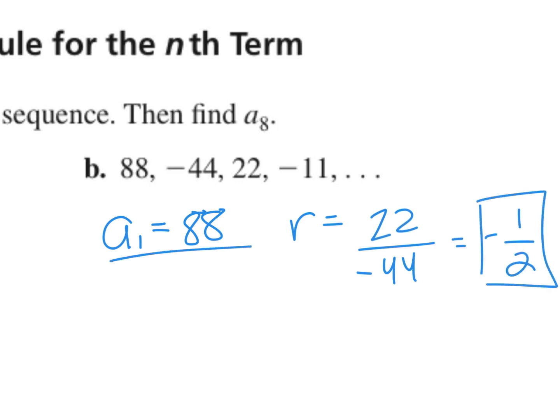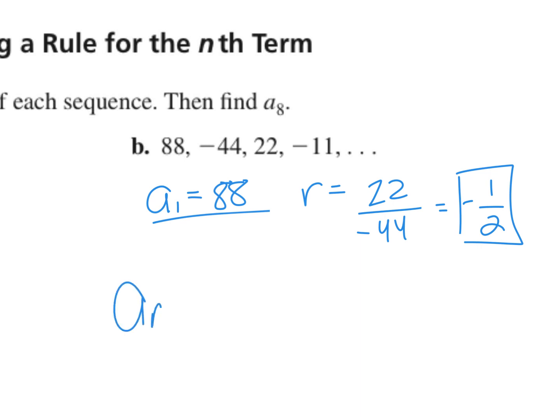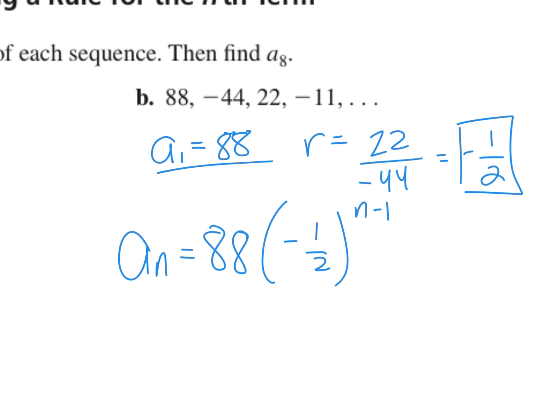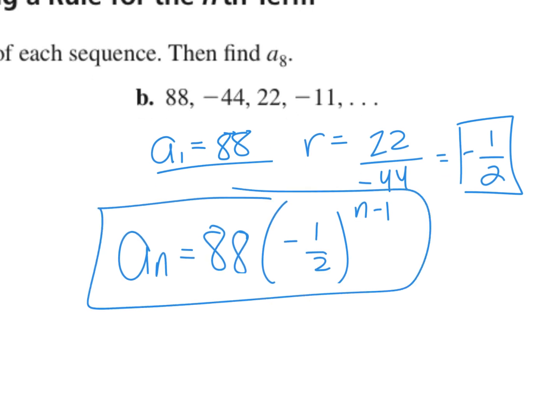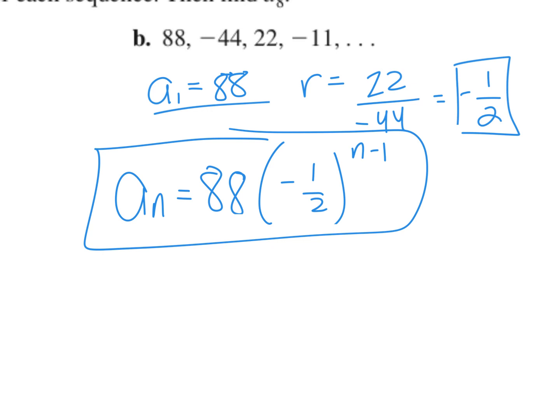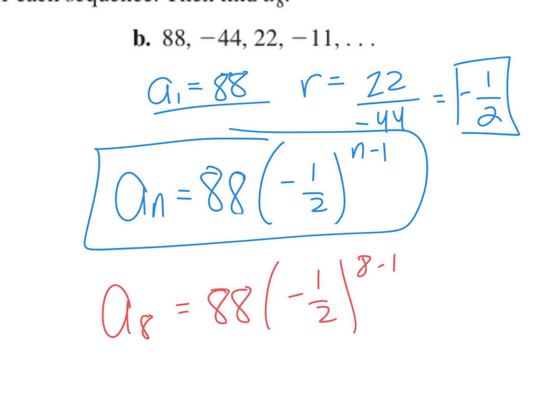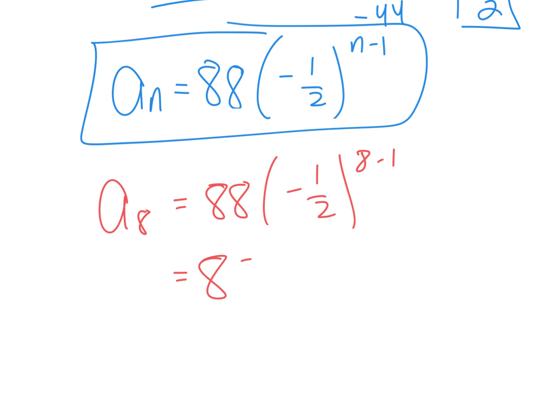So think about it, guys. Your numbers are getting bigger or smaller? Smaller, going down, right? So you'd be multiplying by a fraction. So we're going to set this up the same way. A sub n equals, what's my first term? 88, parenthesis, what's your common ratio? Negative 1/2, and then I raise it to the n minus 1. There is your rule. So to find the 8th term, a sub 8 equals 88 times negative 1/2 to the 8 minus 1. So this is really 88 times negative 1/2 to the 7th power.